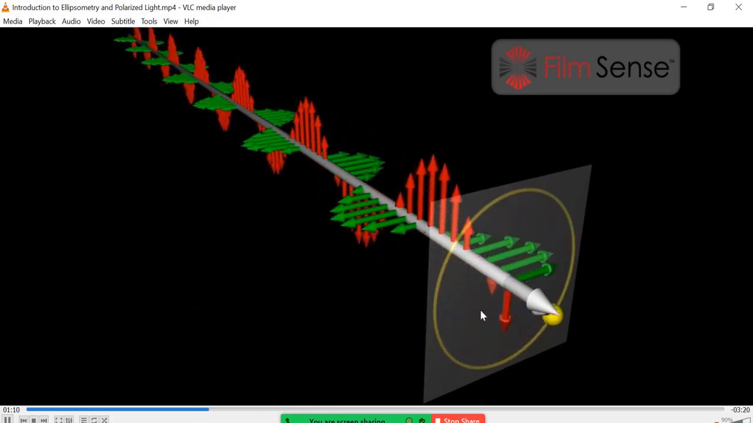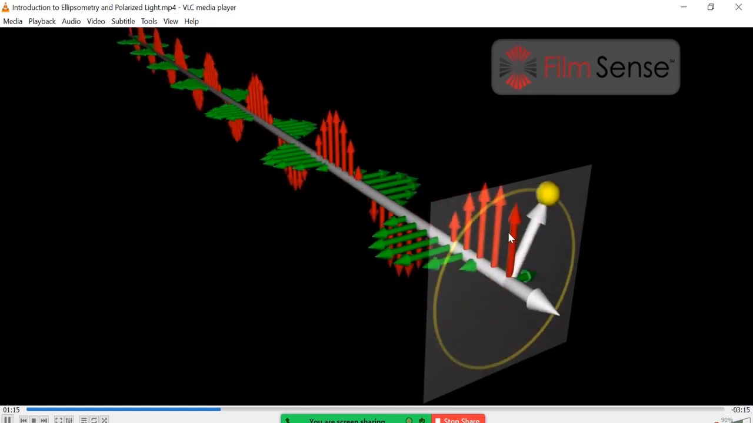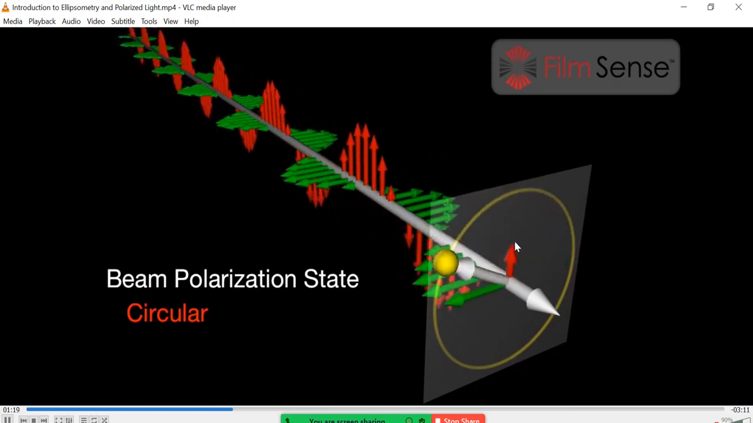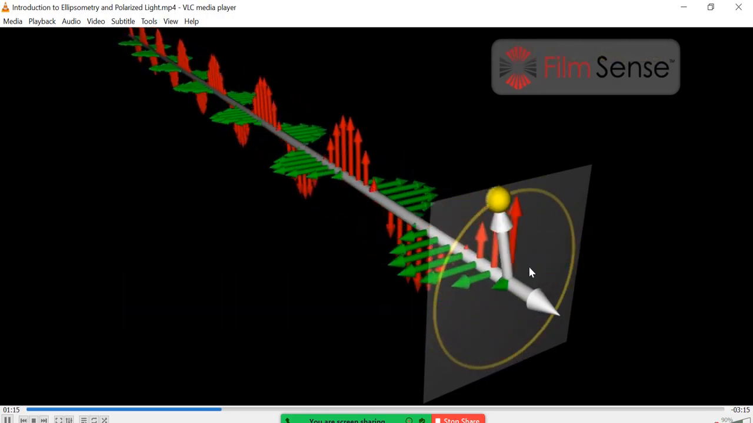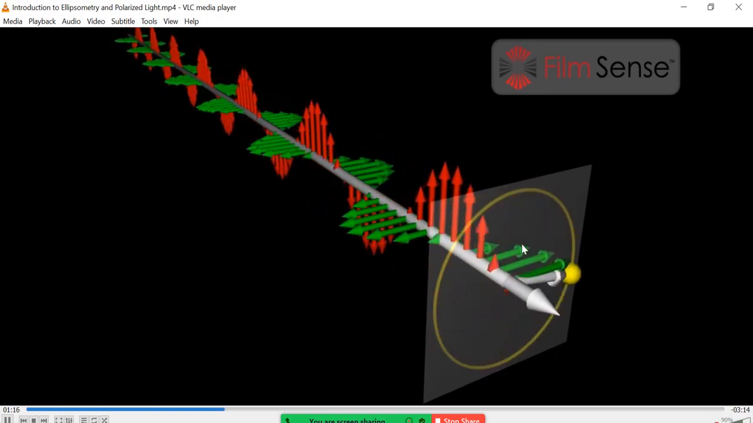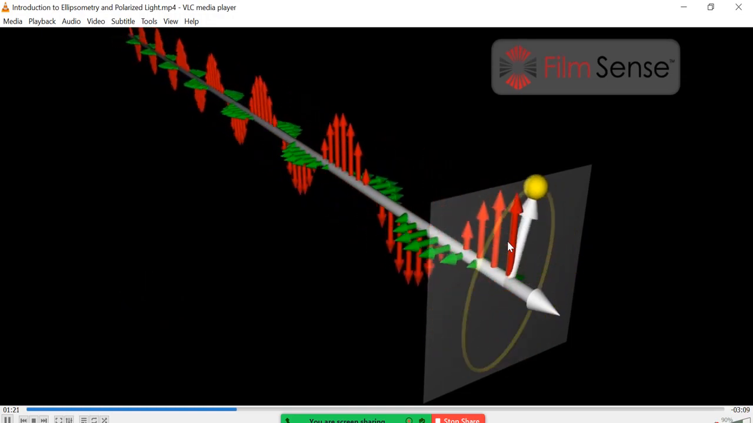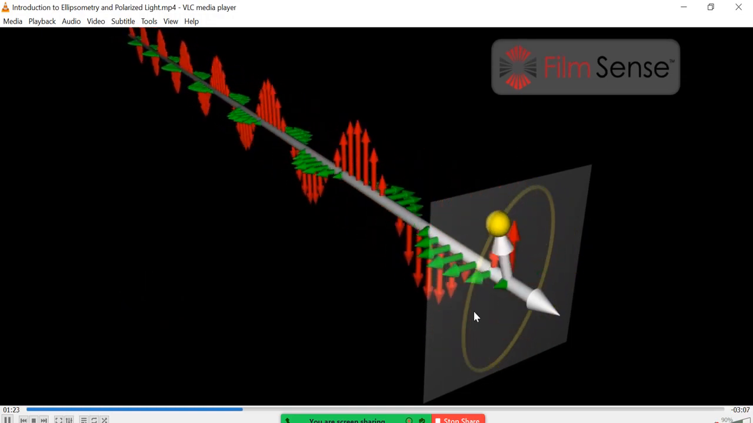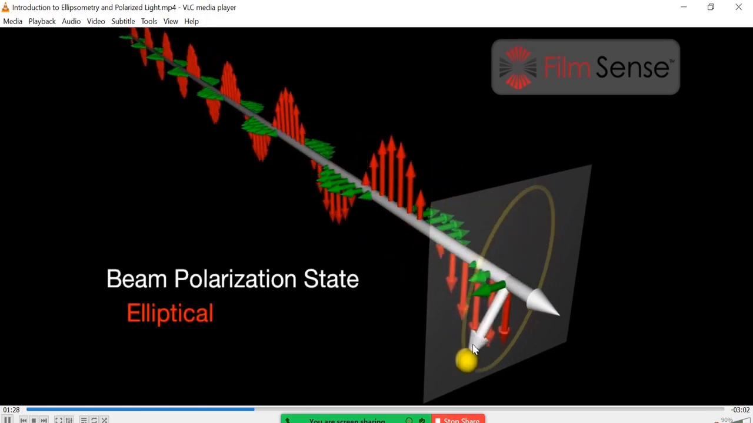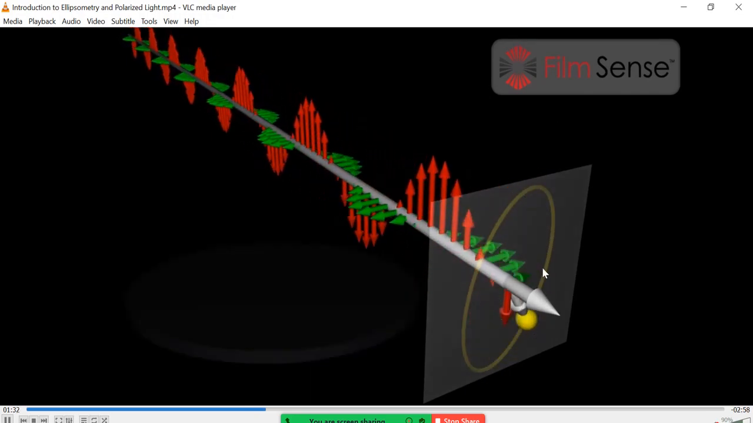That's the circle. Look, it will allow just one direction to pass at one time. Next time, a different direction. The other time, the third time, a different direction. But all of them have the same amplitude. If they have different amplitudes, one short, one long, now we have to use the elliptical filter or the elliptical polarization. So the same idea as circular, but with different dimensions.